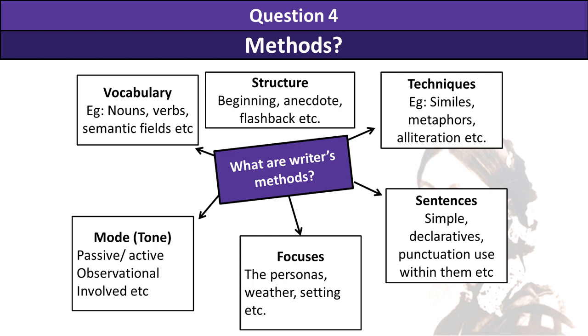Now the easiest ones to deal with really are the focuses. What are the personas they focused on? What are the characters they focused on? What's the setting? And why have they focused on the weather? What is the weather like? But then also the mode and the tone being used. Is it a passive piece? Is it quite active? Are they involved in the action, or is it more observational? There's probably enough here for you to get through any question form. You'll probably do quite well with just these techniques they've got here. However, there are stacks of non-language choices that we'll go on to a bit more at another time.